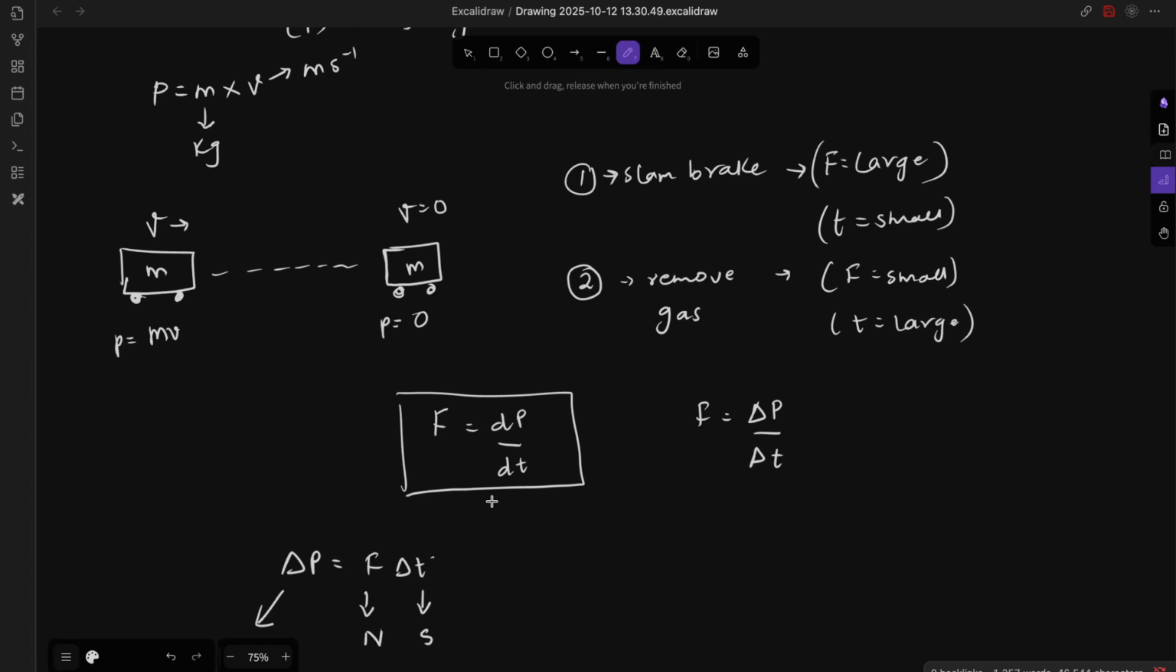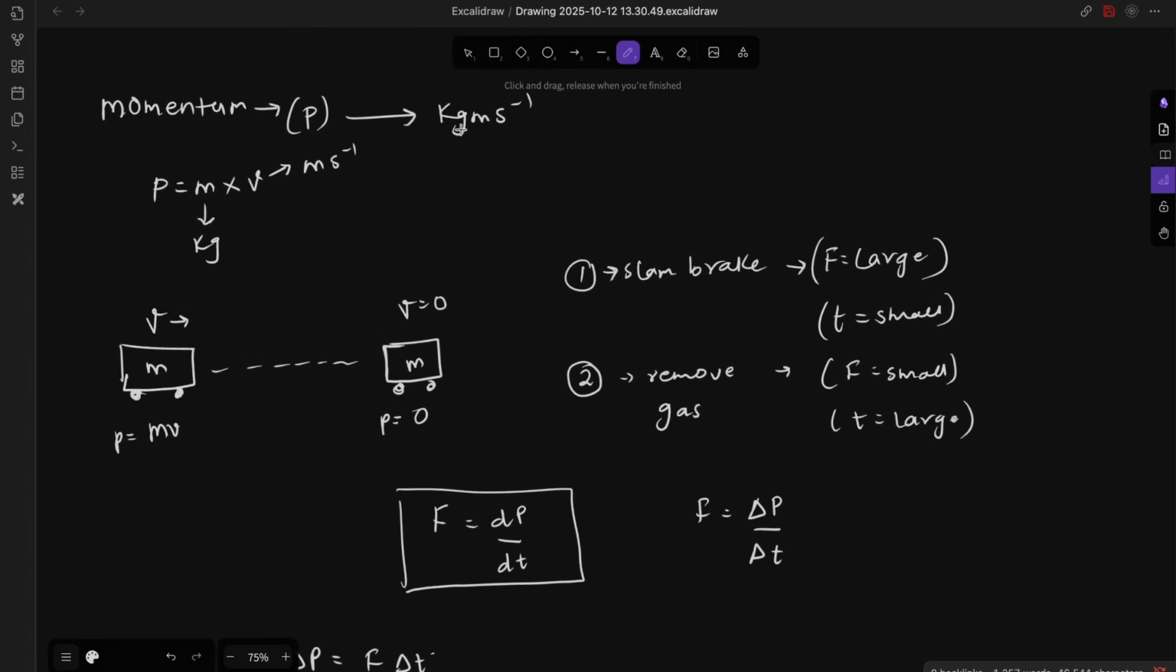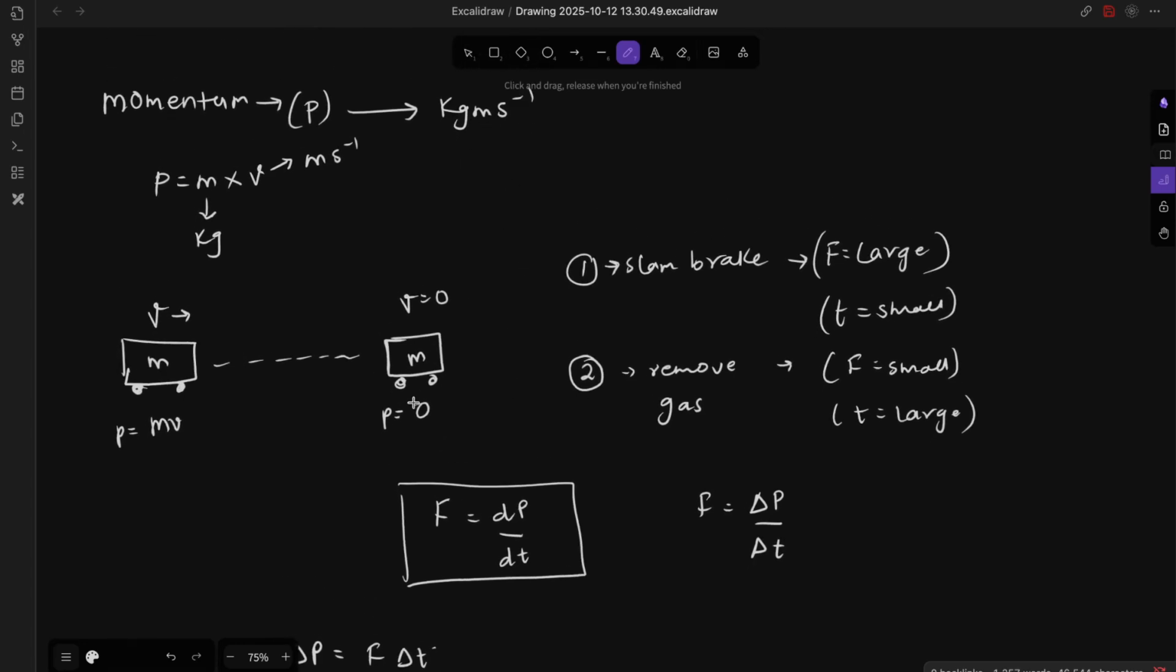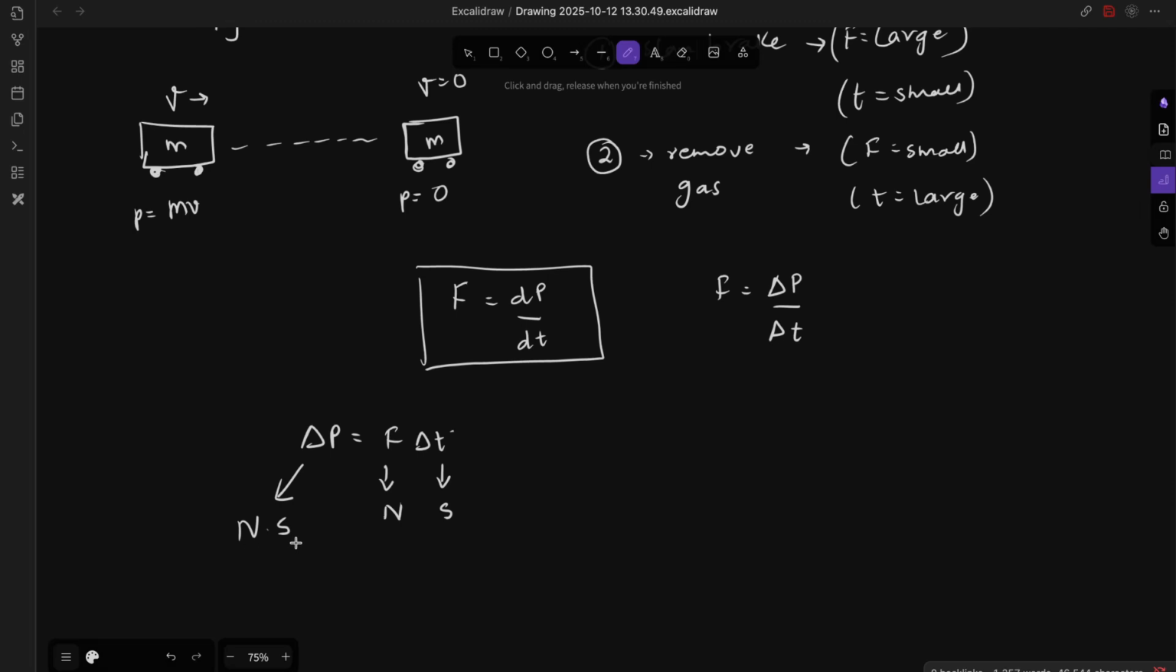Now the question might arise that we just said kg meter per second. How come we are saying Newton second? That might be a question. Let's try to understand that part. How come these two units, Newton second and kg meter per second, be the same?